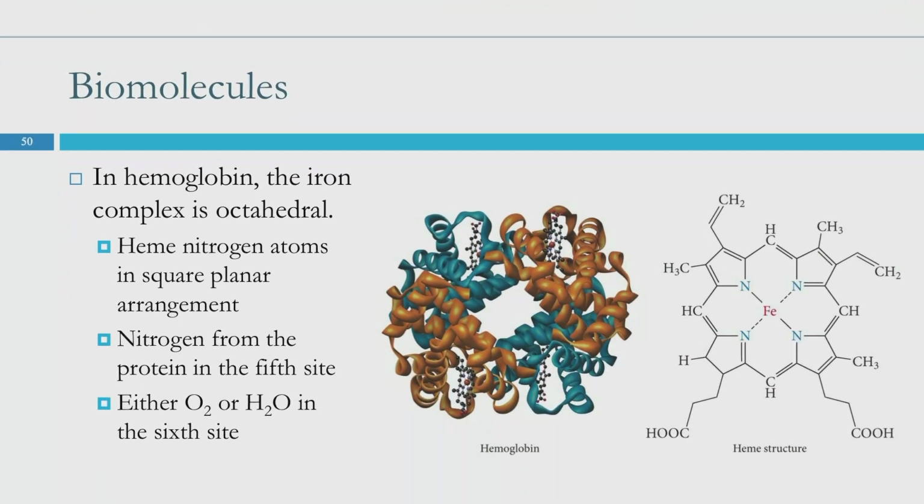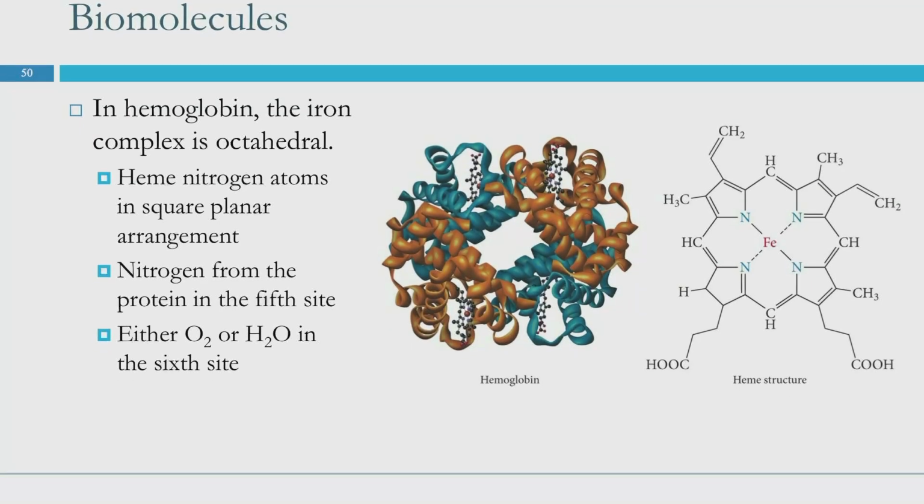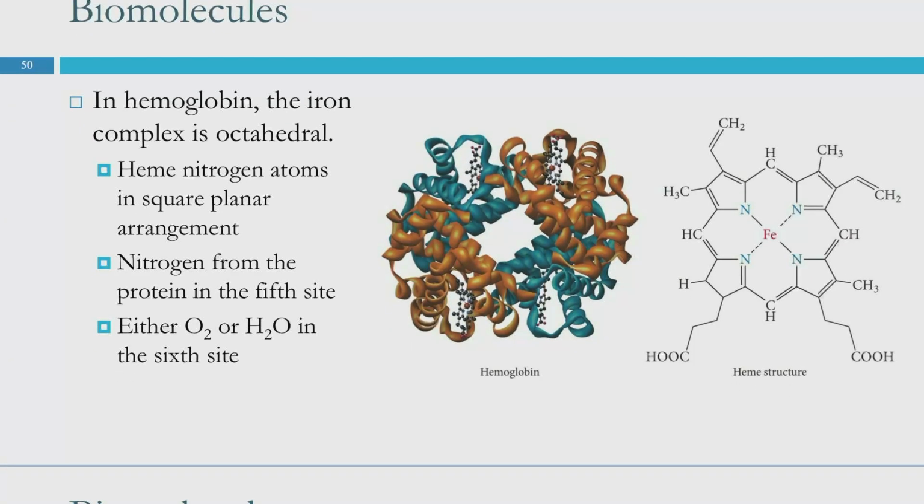In hemoglobin, the iron complex is octahedral, so it's got 6 groups, or at least it forms an octahedral complex. The heme nitrogen atoms are in a square planar arrangement, and the nitrogen from a protein for the 5th site, and then either O2 or H2O for the 6th site. So that would be how it carries water or oxygen throughout your body. Or if you're breathing carbon monoxide for some reason, carbon monoxide.